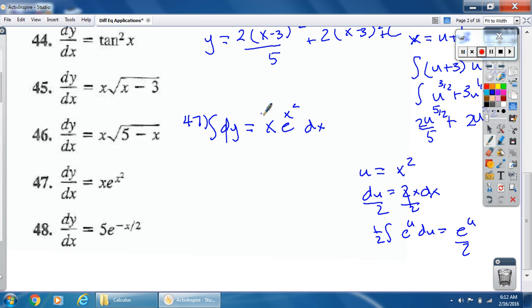So I'm going to do my anti-differentiation. I get y equal to e, make my replacement back, x squared over 2 plus c. Alright, so those are pretty easy, hopefully. I hope you found those to be easy as well.